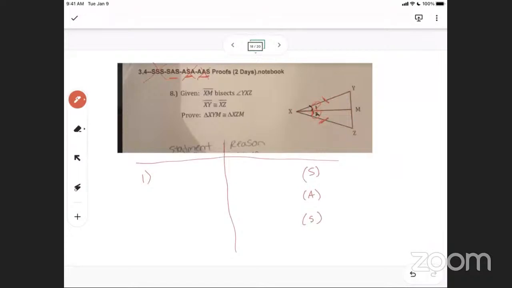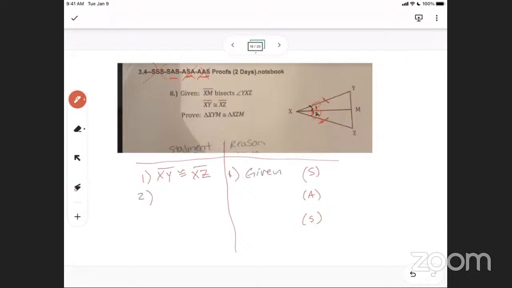XZ. XZ. Okay, and what? XY. Good. Look how they wrote it in the given. They wrote XY is congruent to XZ. So I'll write it like they did. XY is congruent to XZ. And why is that? Why do I know that's true? What's the reason for that? It's given. Good. So that's given.